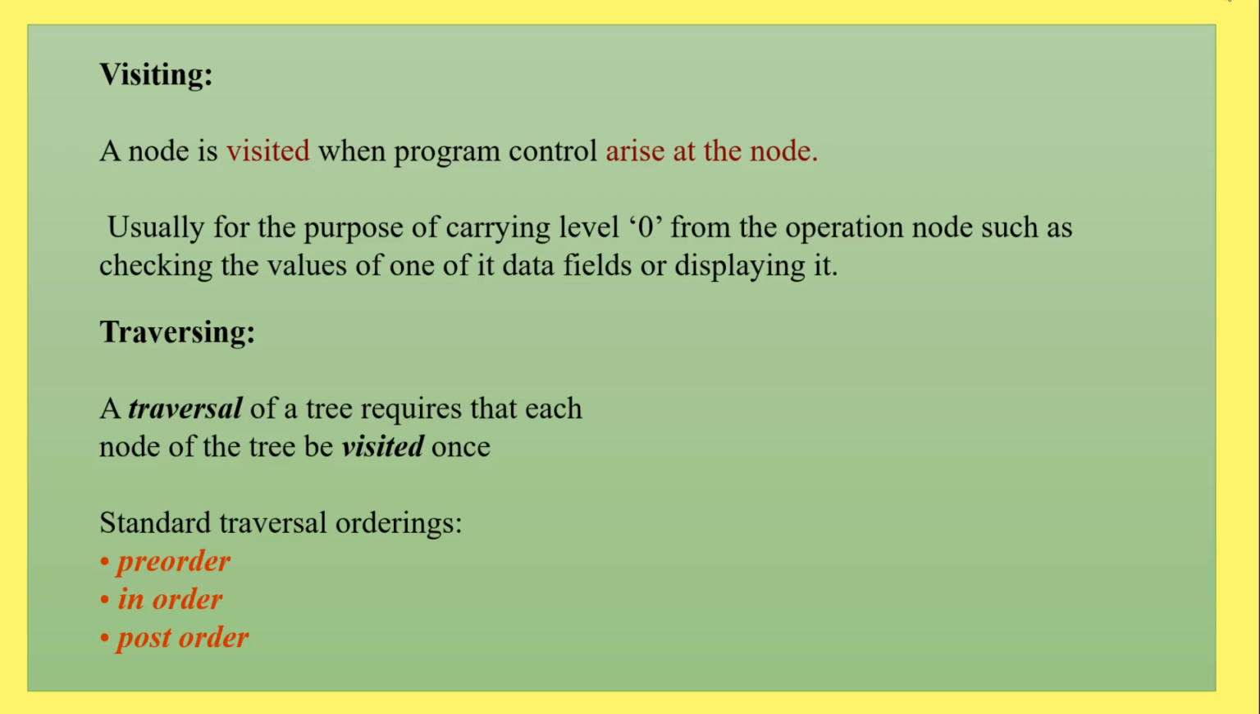Next one is traversing. What is traversing? Visiting all the nodes in some specific order is called traversing. For example, you might visit all the nodes in order of ascending key values. A traversal of a tree requires that each node of the tree be visited once. There are standard traversal orderings like pre-order, in-order and post-order.